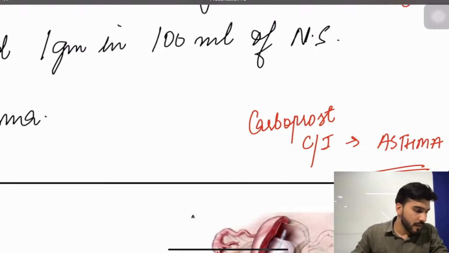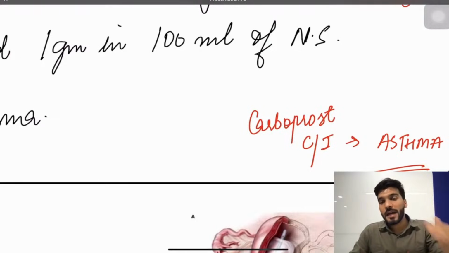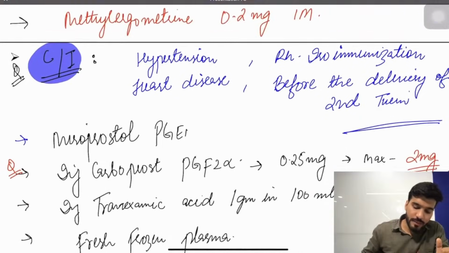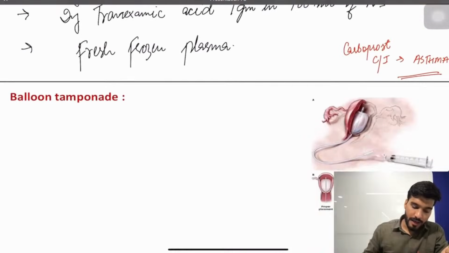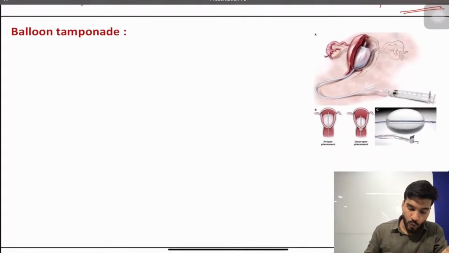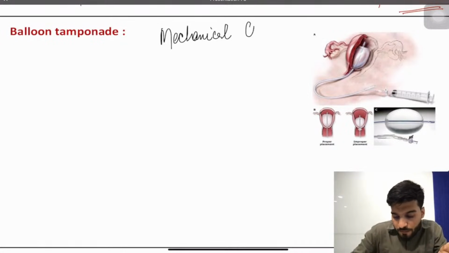Is that clear to everyone? The most potent drug for PPH resistant to routine drugs is carboprost, PGF2 alpha. Now, if the medical management has failed, the patient is bleeding, you gave tranexamic acid, misoprostol, oxytocin and all, then we go with mechanical compression. We use balloon tamponades.